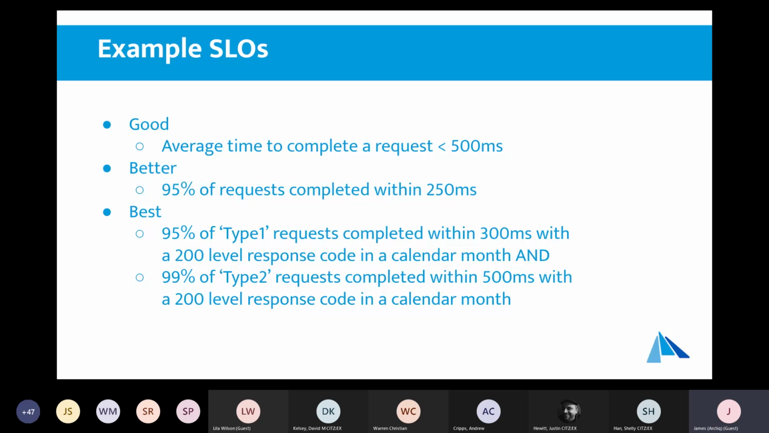Even better would be to provide more details about what really is the service level objective. And we can say, well, we've got type 1 requests. We expect them to be complete within 300 milliseconds with a 200 level response code over the course of a calendar month. That level of detail is something that all teams can work off of, and it's easy to know whether or not you're meeting your SLO.